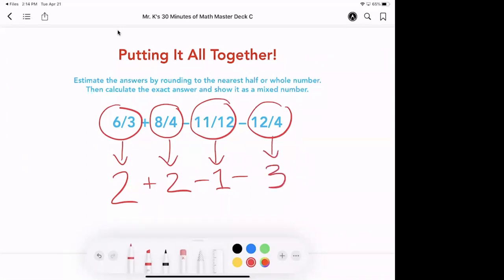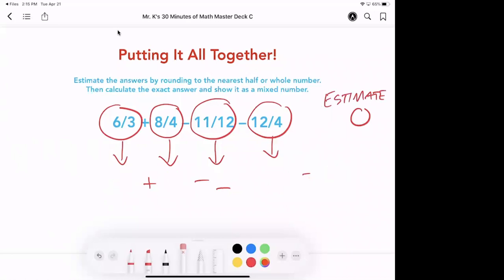So we have 2 plus 2, which is 4, minus 1, which is 3, minus 3 is 0. So that's our estimate. Let me write that up here. Estimate 0. All right, now let's do this one exactly. Let's see what we've got. Well, we can go back. This is still 2 exactly, and this is still 2 exactly. We have this is 3 exactly.